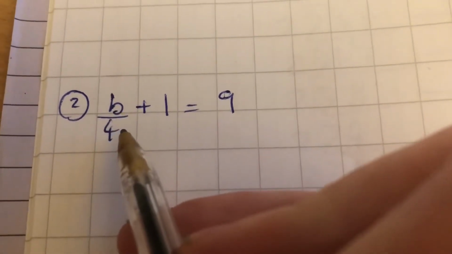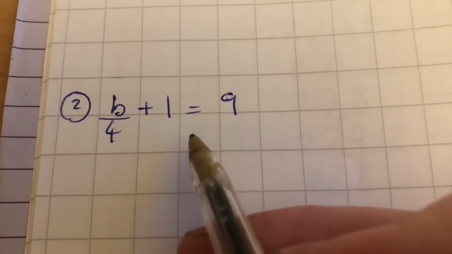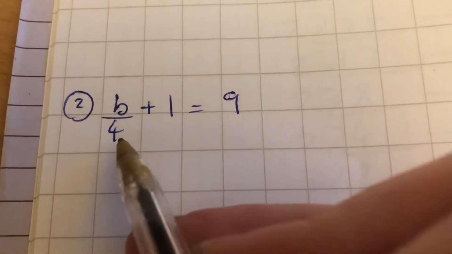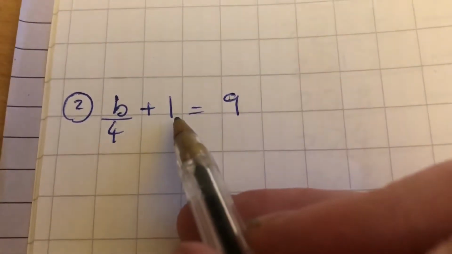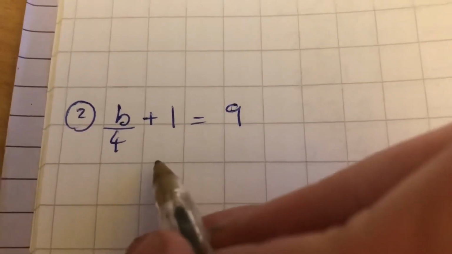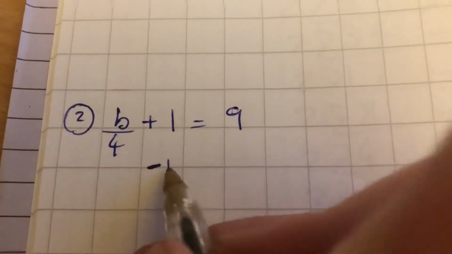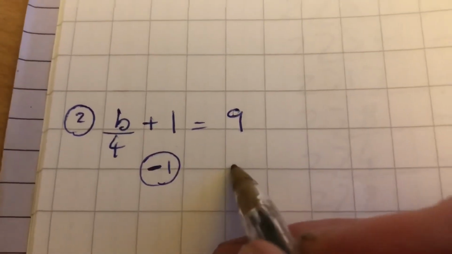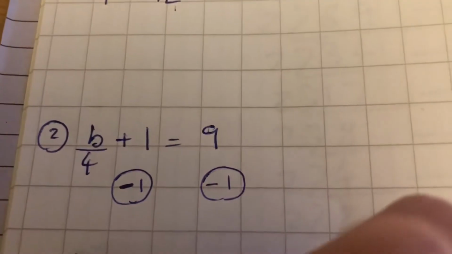b over 4 plus 1 equals 9. So we're working backwards to get b on its own, so we need to get rid of the 4 and the 1. Because this 1 is on its own, we're going to get rid of the plus 1 first. To get rid of the plus 1, we subtract 1. If I subtract 1 from the left, I subtract 1 from the right. So I'm left with b over 4.